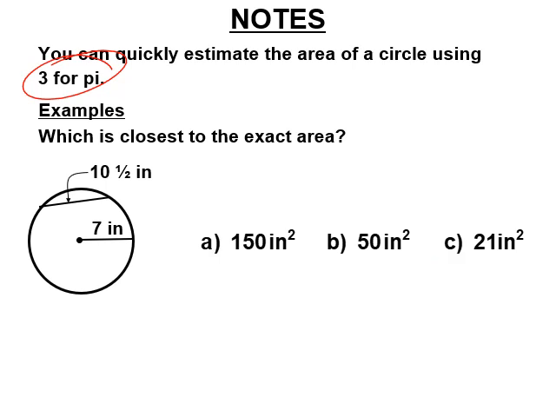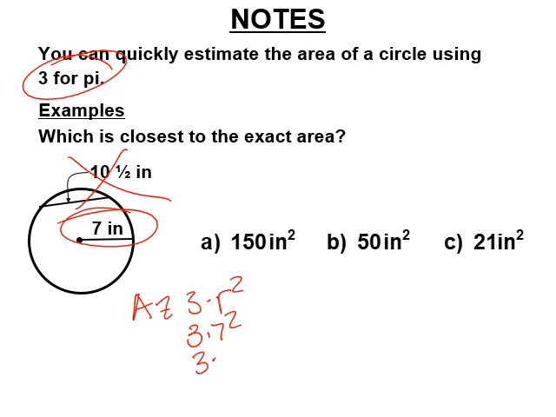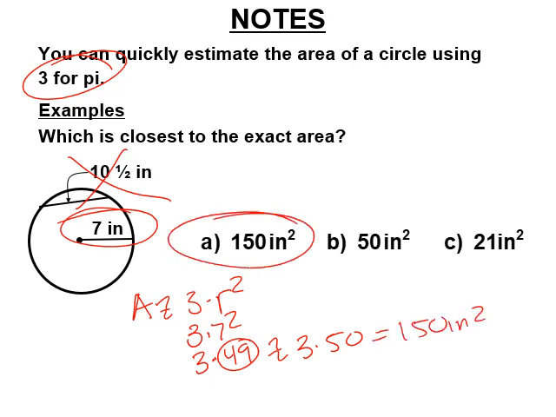Speed up the work. That's a chord. That is the radius. So the area is approximately 3 times the radius squared. Well, it's 3 times 7 squared. Well, that's 3 times 49. Now, again, am I going to sit there and do 3 times 49? I could, but 49 is around 50, right? So 3 times 50 is 150 square inches. Which answer is closest to the exact area?